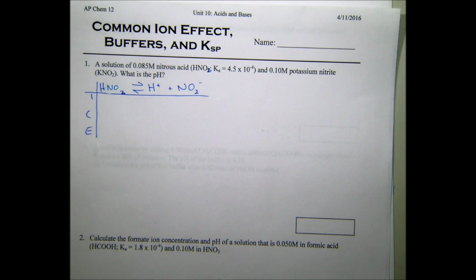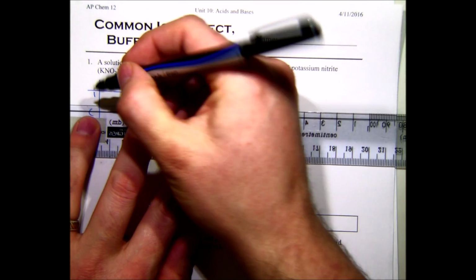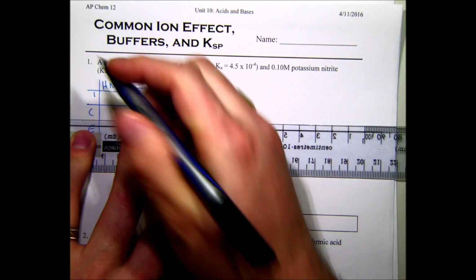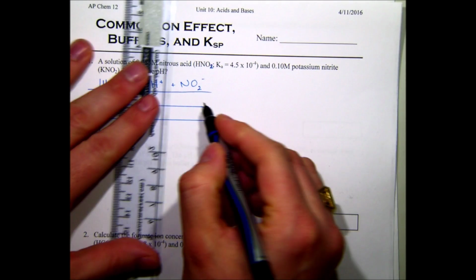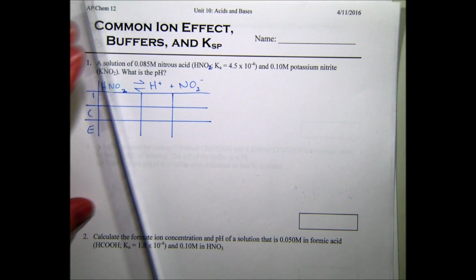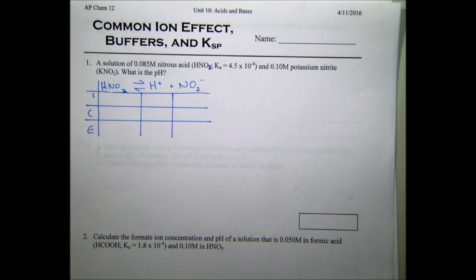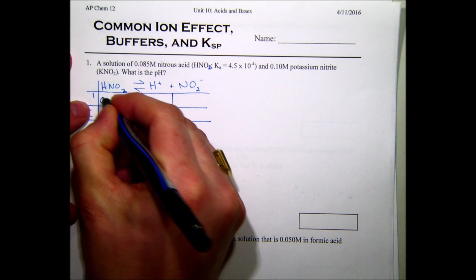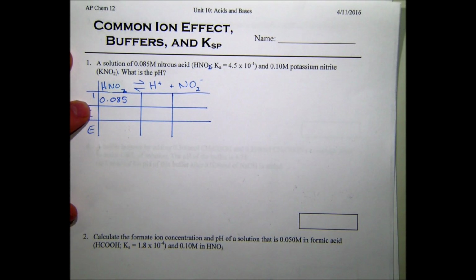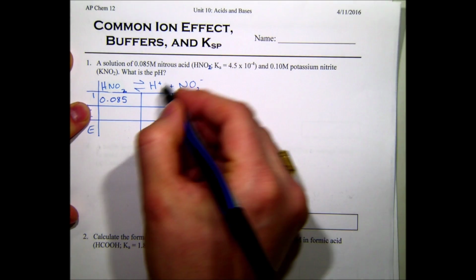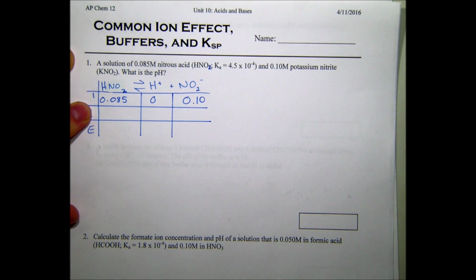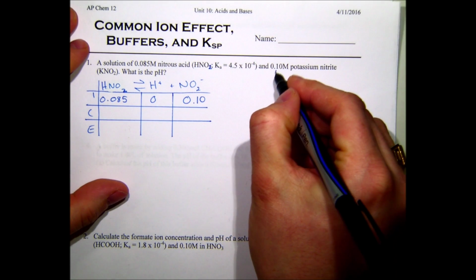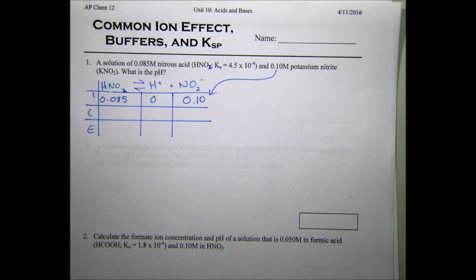There are really two ways to deal with this equation. The first is the ICE box. So let's have a look at what that's going to look like. Try and make my ICE box nice and neat. So we have 0.085. We have none and none. 0.10 molar potassium nitrite, and that's coming from there.